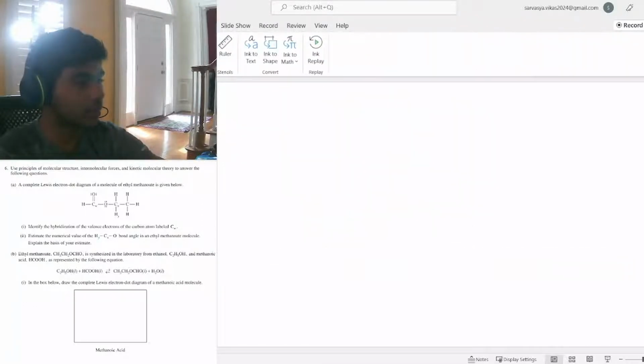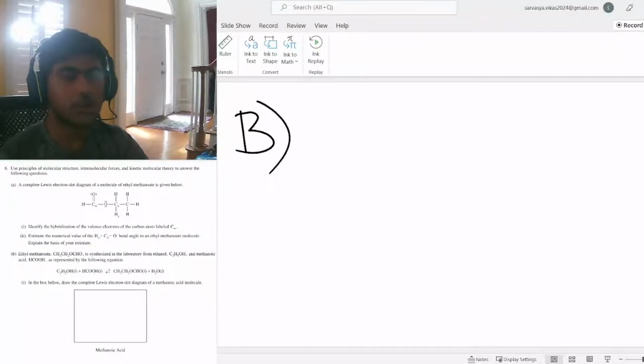Alright, part B, here it is. Ethyl methanoate, CH3CH2OCHO, is synthesized in the laboratory from ethanol, CH3CH2OH, and methanoic acid, HCOOH, as represented by the following equation. Ethanol plus methanoic acid becomes ethyl methanoate plus water. And we're going to draw the complete Lewis electron dot diagram of a methanoic acid molecule.